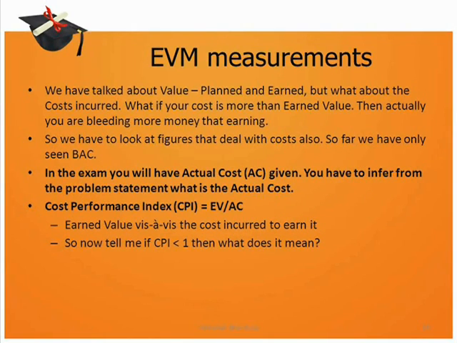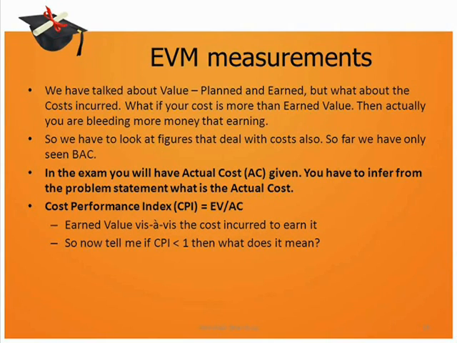So far we have talked about the planned and the earned values. But what about the costs that have gone into generating that value? If those costs are more than your earned value, then rather than earning money, you are bleeding money. So far we have looked at a figure called budget at completion. Now in the exams you will get this figure called actual cost, or you will have to infer it from the problem statement, the way we did in the case of the number of windows given or the number of weeks the project would last.